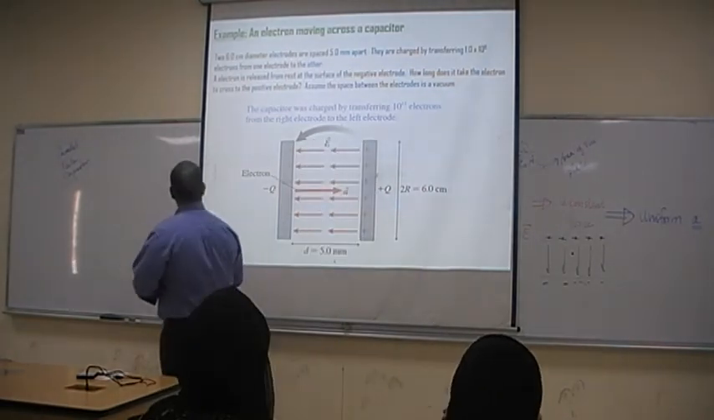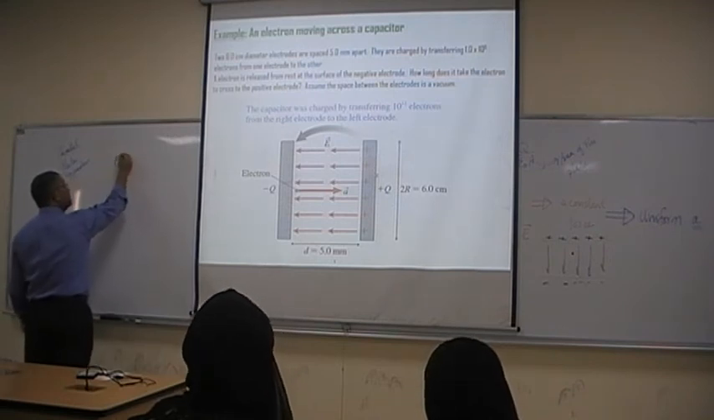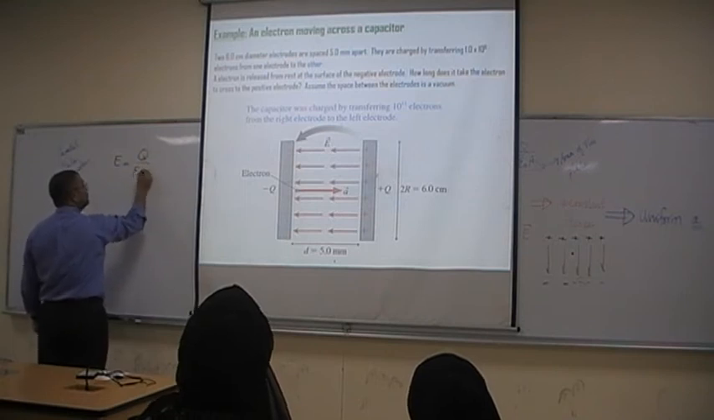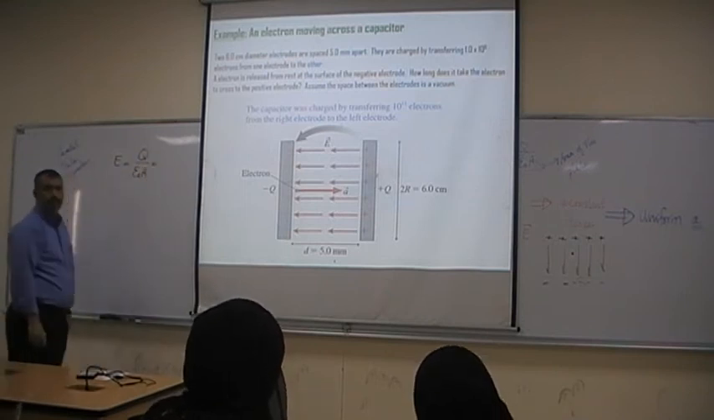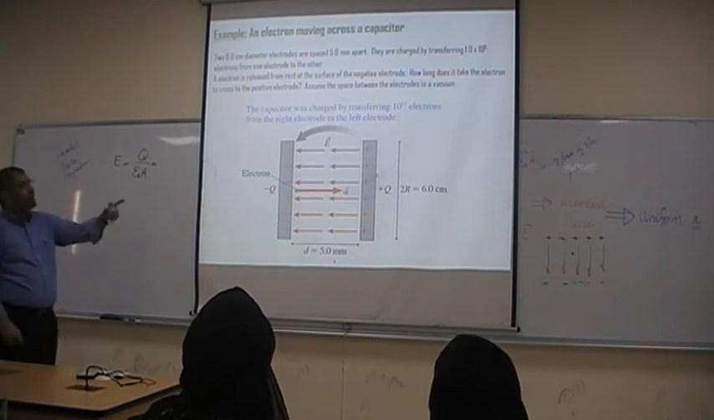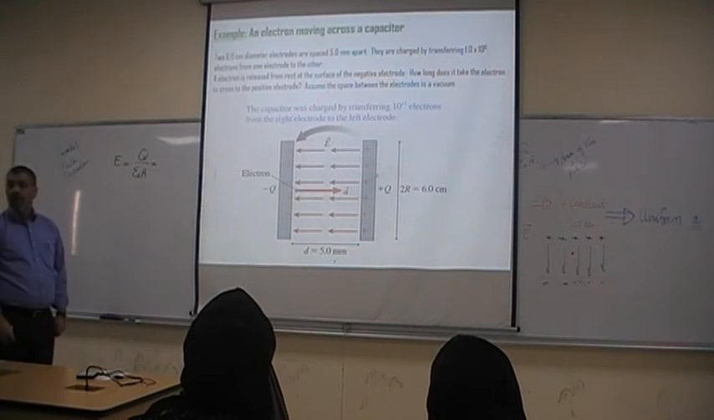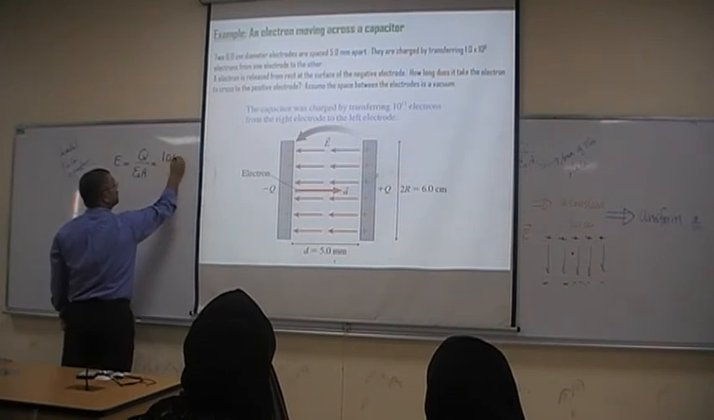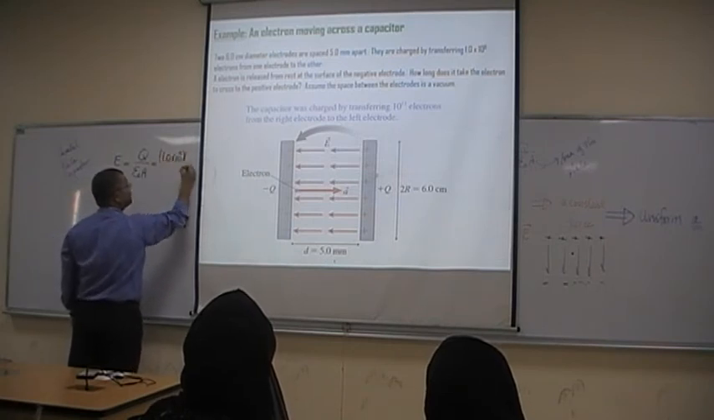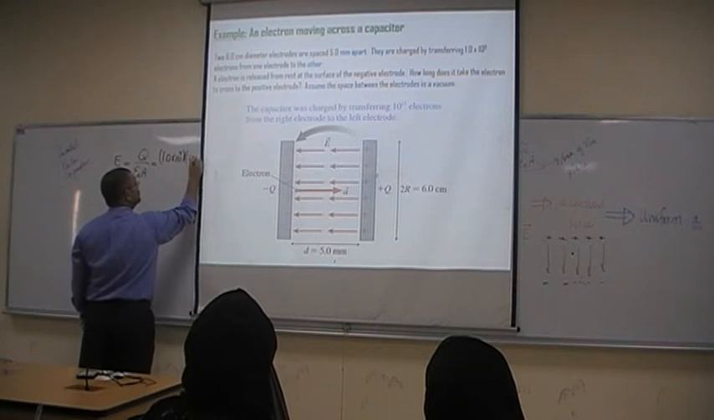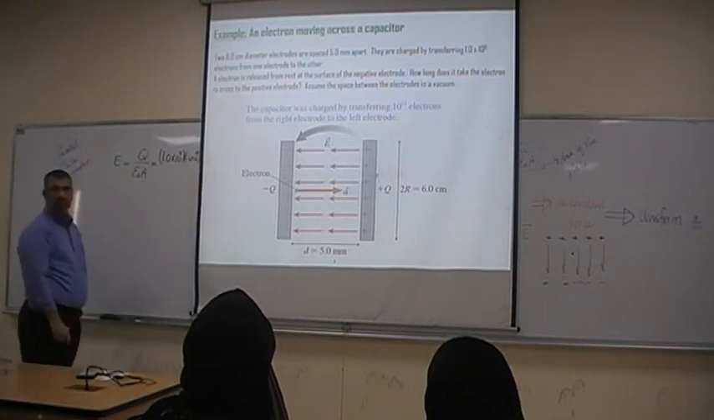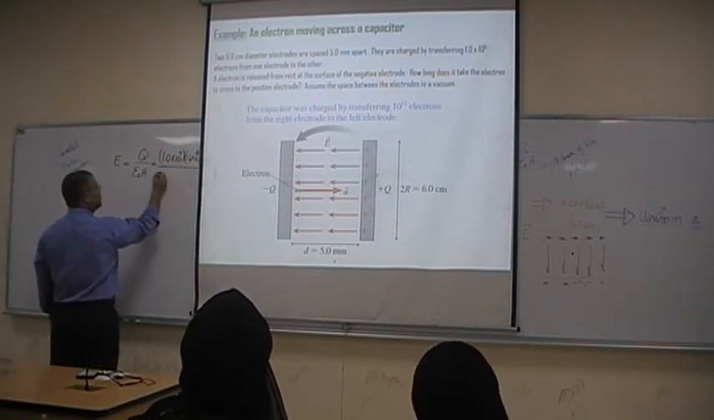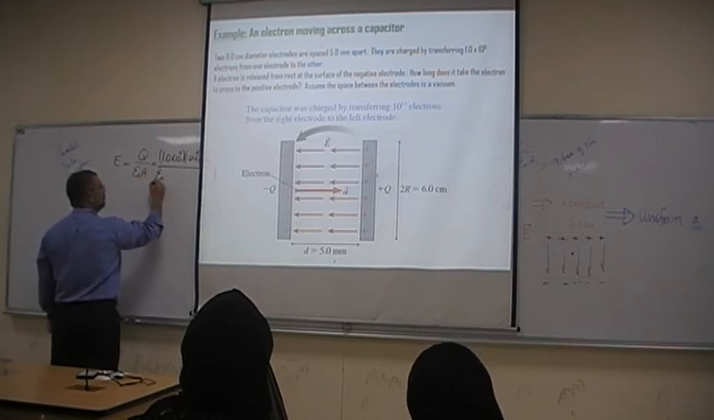Okay, let's do them. The first one, you need to find the electric field. The magnitude of the electric field is equal to Q over epsilon A. What is Q? He told you that we have that many electrons. It's equal to the number of electrons, 11, multiplied by the charge of the electron, which is 1.6 times 10 to the power minus 19. That's the charge of the electron if you don't know. Divided by epsilon, which we know from the previous question, 8.8 times 10 to the power of minus 12.